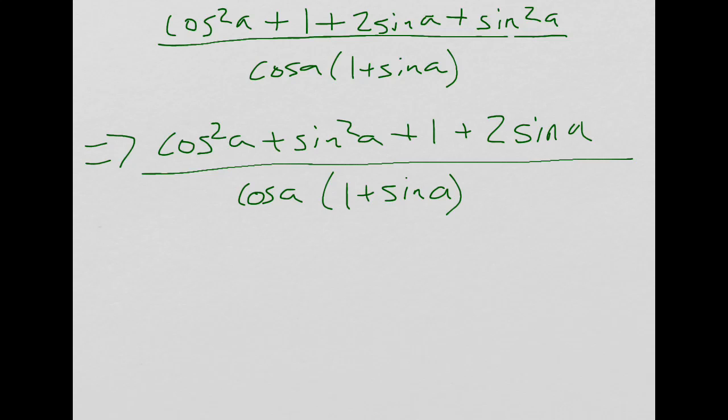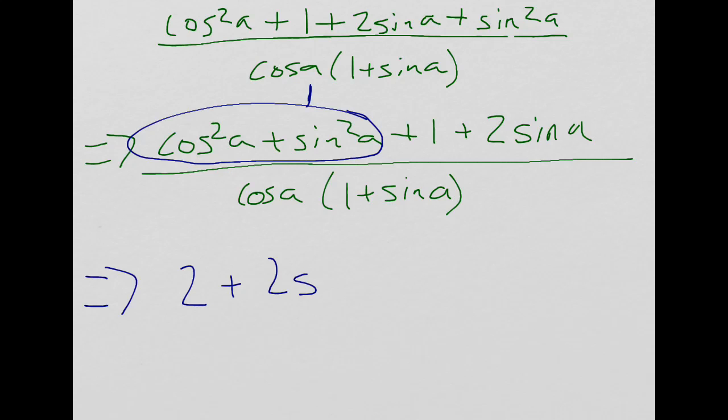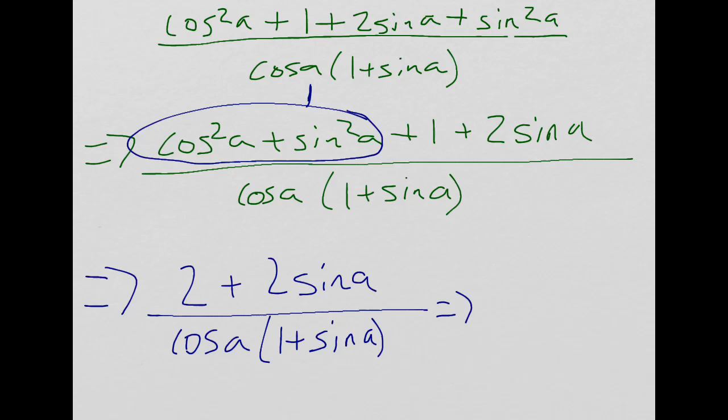Okay, so now that I've grouped this together, I can rewrite this right here. What can I plug in there? I just plug in 1. I can replace that with a 1, and then I have 1 plus 1. So my new numerator would be 2 plus 2 sine A over cosine A times. Is anybody confused on what I did there? Does anybody have any questions?